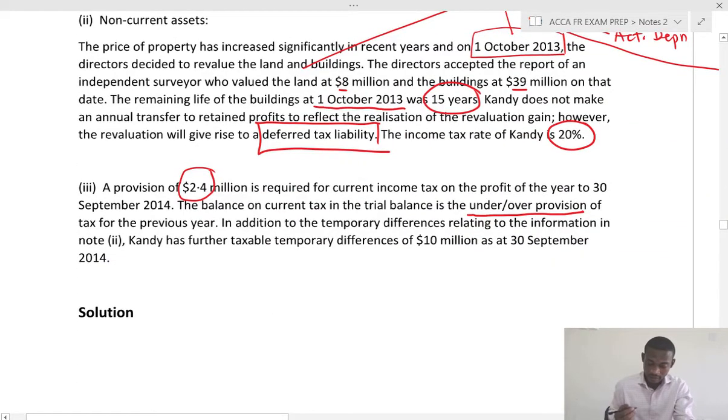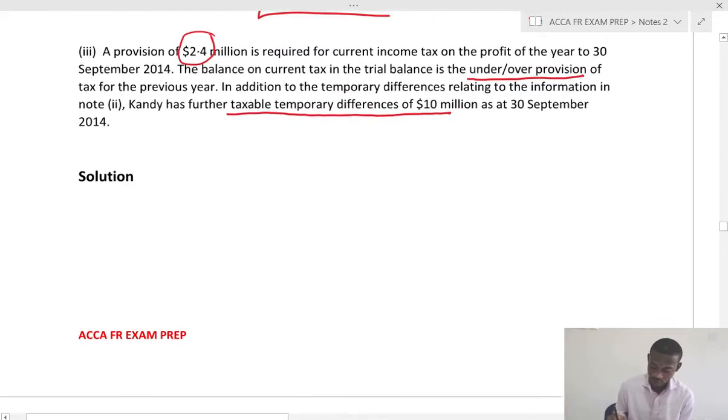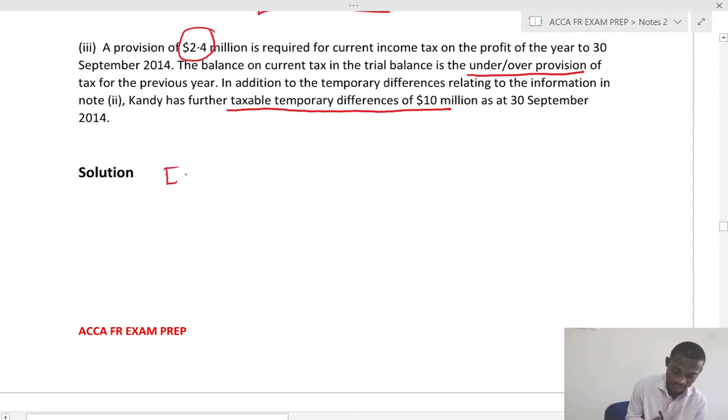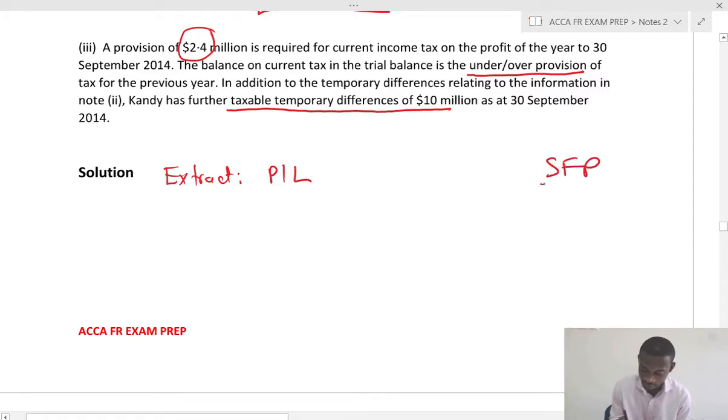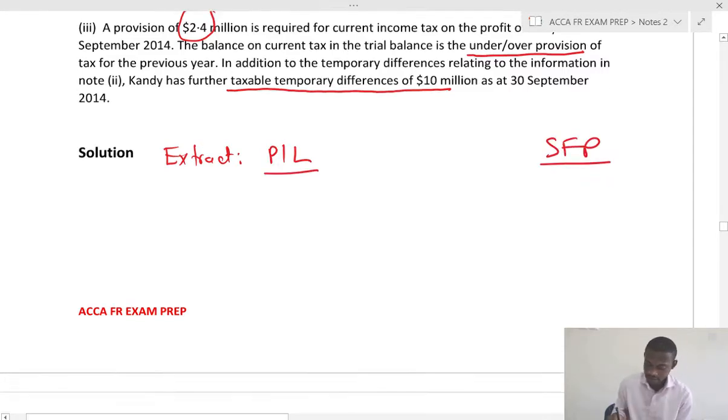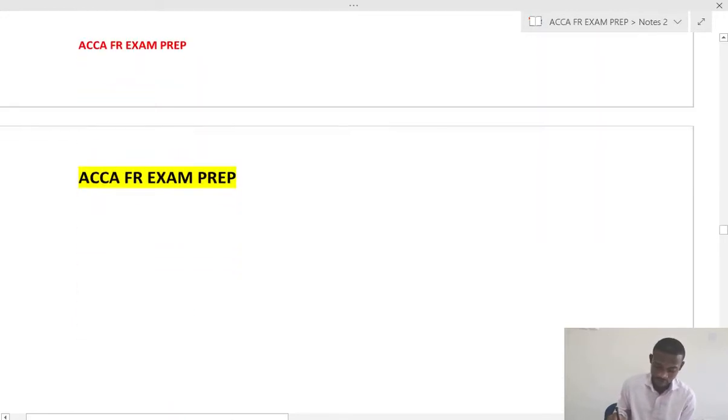Now, in addition to the temporary difference relating to the information in note 2, Candy has a further temporary difference, which is a taxable temporary difference of 10 million. So how do we put all of these together? So in terms of our workings, let's say this is our extract. We have the P&L and we have the statement of financial position. And I'll have my workings beneath this one. So I have my workings here.